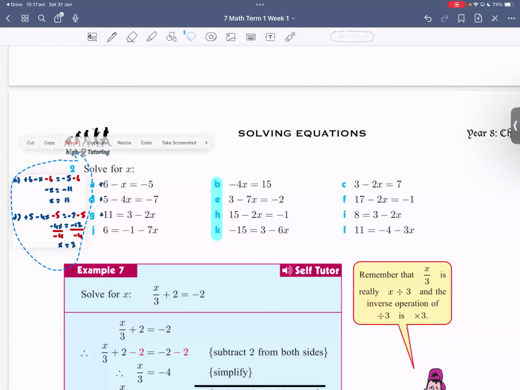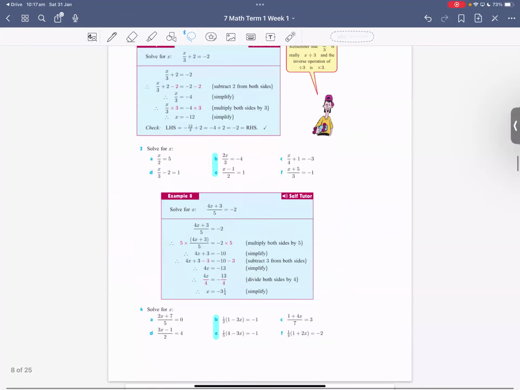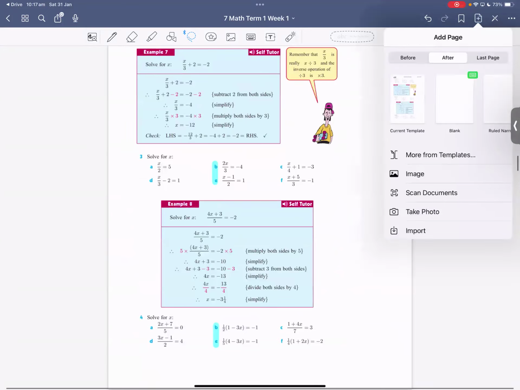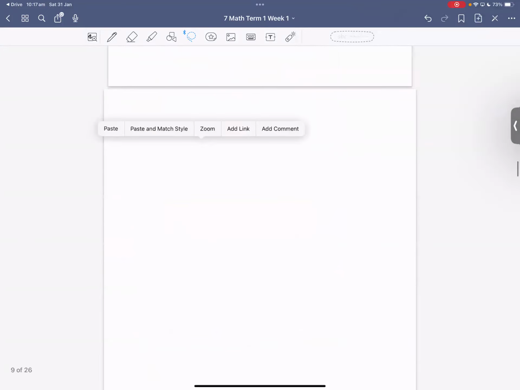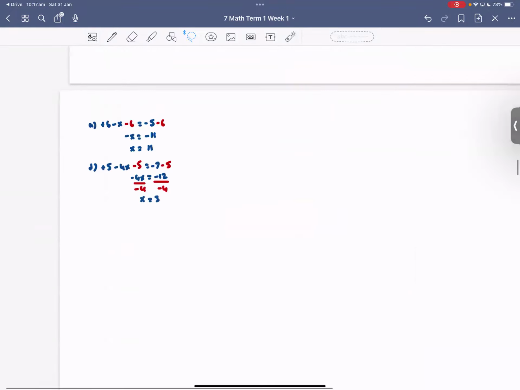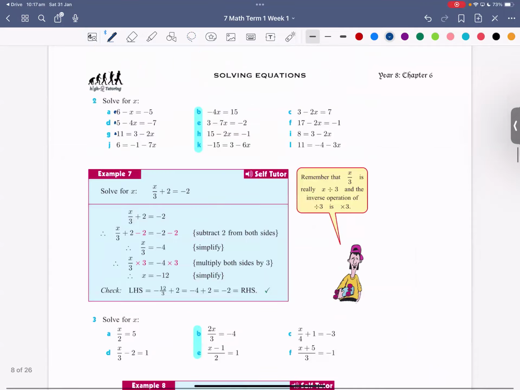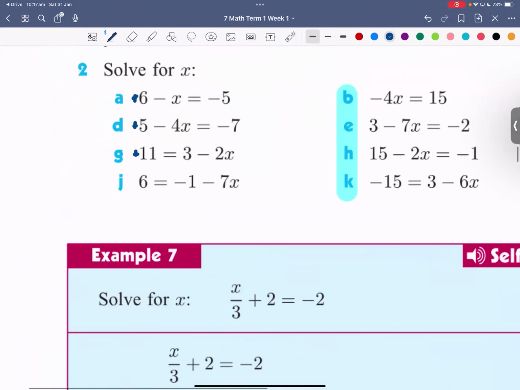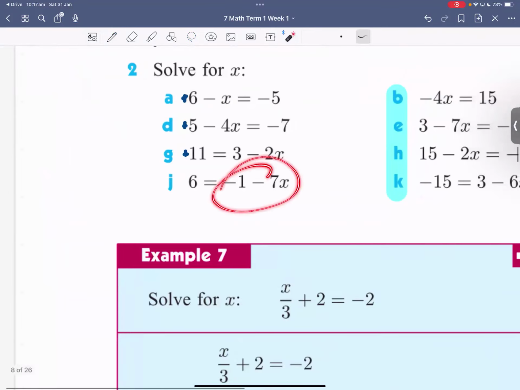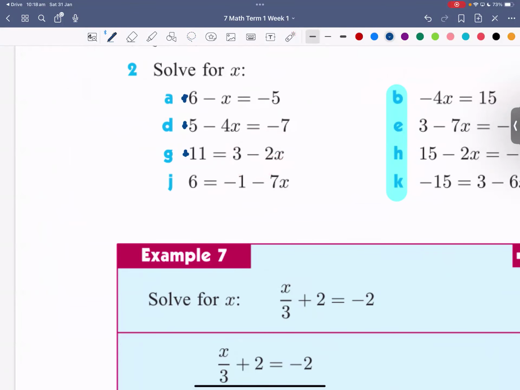G. Let's go. We're up to G. I'm just going to rewrite it. I'm going to write 3, take 2x first. So I'm going to write down 3, take 2x equals 11.